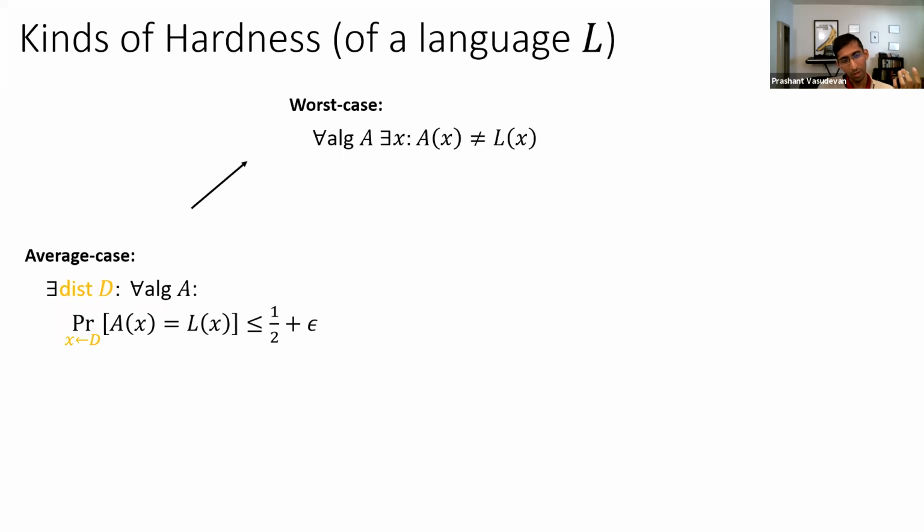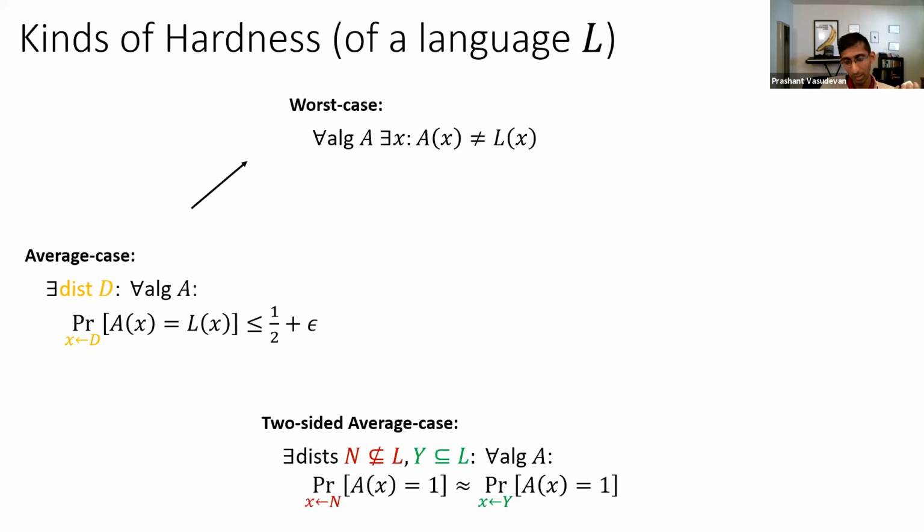Yet another notion, which I will call two-sided average case hardness, is a stronger version of this, where instead of saying that there exists one hard distribution over inputs, you ask that there are two distributions, one over no instances and one over yes instances, that you can sample separately, such that these two distributions are indistinguishable. Again, this is stronger than plain average case hardness, where you have a sampler for just the one hard distribution. You may not be able to sample the yes and no distributions separately.